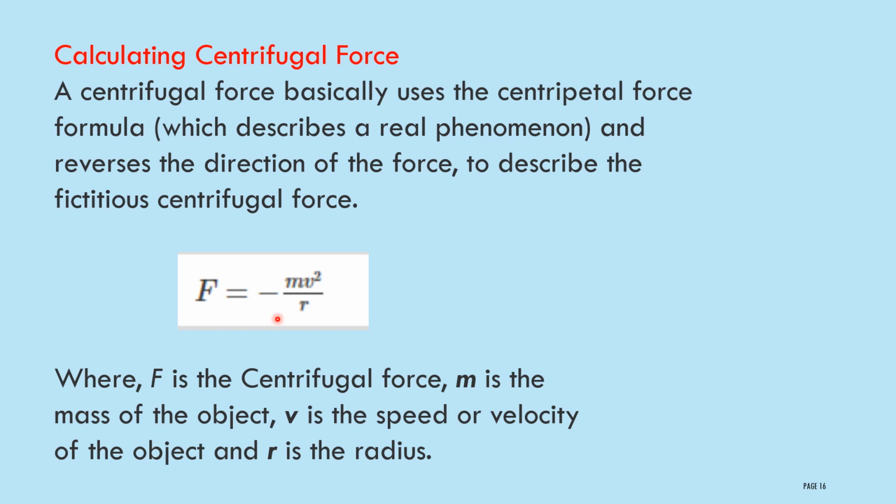Centripetal force acts towards the center of the circle, but in the case of centrifugal force, the force is acting away from the center of the circle. That's why here we have to use the negative sign, where F is the centrifugal force, m is the mass of the object, v is the speed or velocity of the object, and r is the radius.